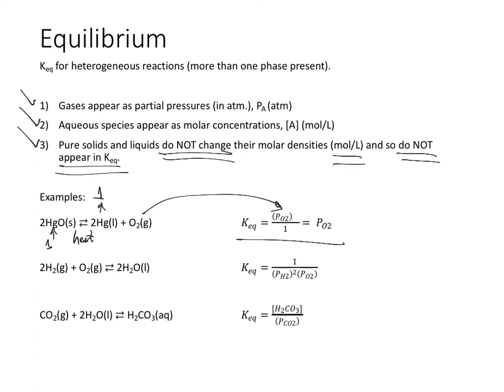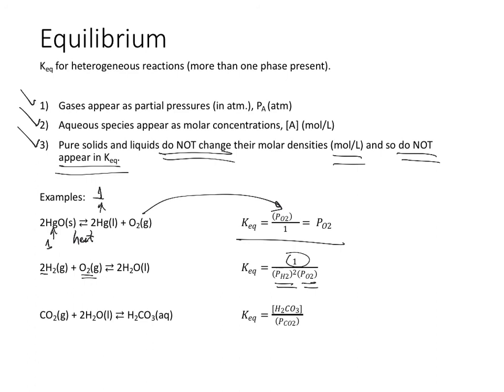Here's the reaction for hydrogen gas plus oxygen gas reacting to form liquid water. My only product is a pure liquid, so on the top for my products, I just put a 1. Both of my reactants are gases, so they go in as partial pressures. Partial pressure of hydrogen gas to the second power times the partial pressure of oxygen to the first power. So that KEQ is going to be 1 divided by the partial pressure of hydrogen squared times the partial pressure of oxygen.